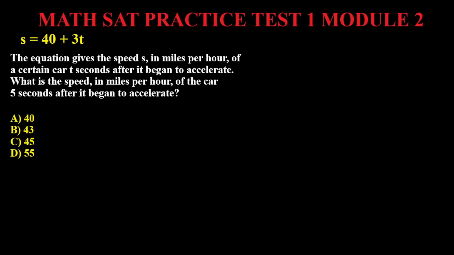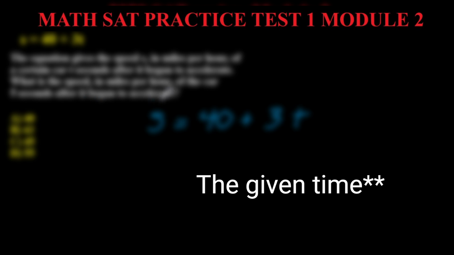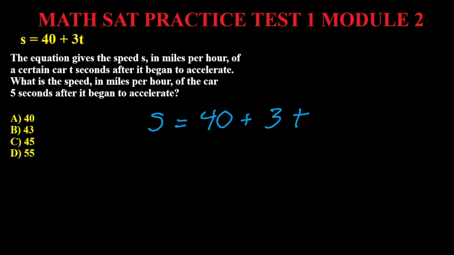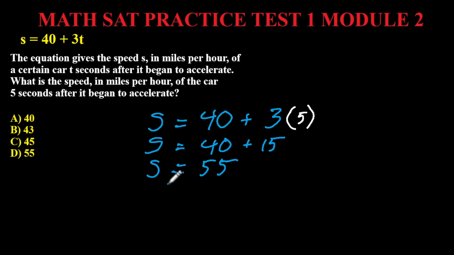The equation gives the speed s in miles per hour of a certain car t seconds after it began to accelerate. What is the speed in miles per hour of the car 5 seconds after it began to accelerate? Starting with our original equation that's given, we're going to replace the t with 5 seconds after it started. Then we simply solve the equation. First we do the multiplication, and then we do the addition. Our final answer is that the speed is 55 miles per hour, which is choice D.